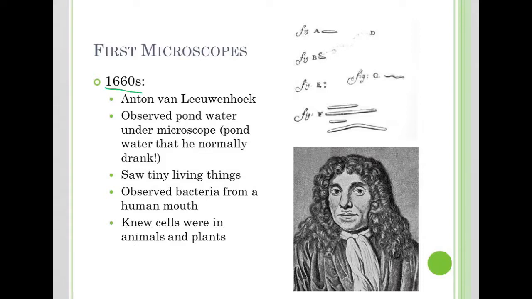In the 1660s, Anton von Leeuwenhoek, so that's going to be really difficult, right? You have to think about Robert Hooke and Anton von Leeuwenhoek. Anton von Leeuwenhoek observed pond water under the microscope, and this is pond water that he actually normally drank. And he saw tiny living things in there. So he observed bacteria from a human mouth, and so then he said he knew animal cells existed in animals and plants.